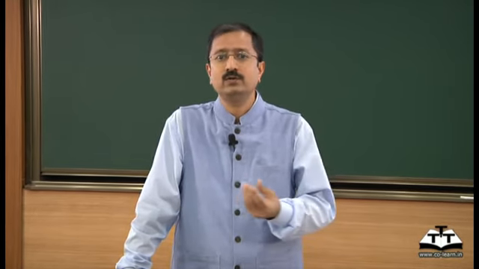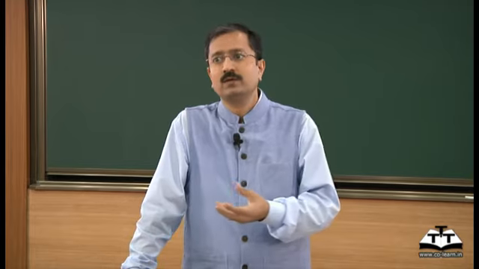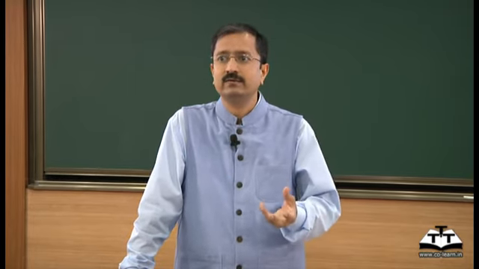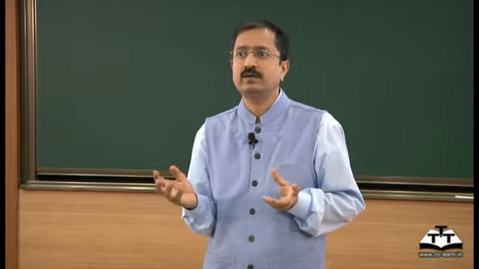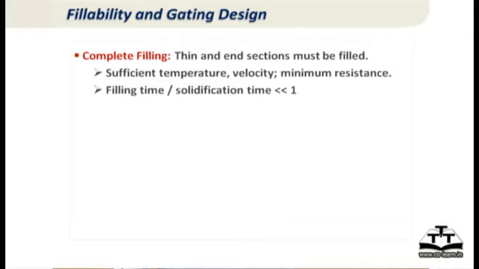So if the ratio of filling to solidification is, let's say, close to 1 or 2 or even 5, we have a problem, because as it is filling, it is solidifying, and it may solidify completely before it reaches all the ends. So we want a low value of this ratio. Low filling time and long solidification time is good for complete filling. That's the reason pressure die casting can have a problem, because the filling time as well as solidification time are both very short, and the ratio could be very high.